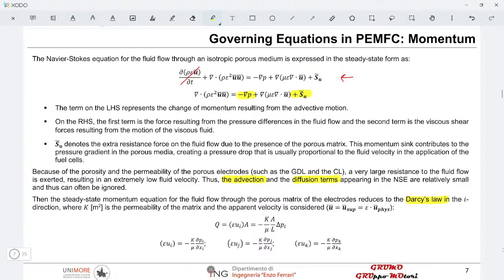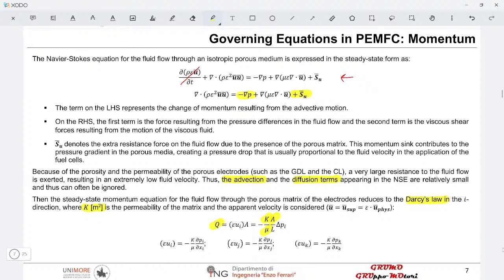Okay, so Darcy's law relates the volumetric flow rate Q with K, the permeability of the porous medium, which has units of square meters, divided by mu, the molecular viscosity of the fluid. Then we have A, the apparent cross-sectional area.